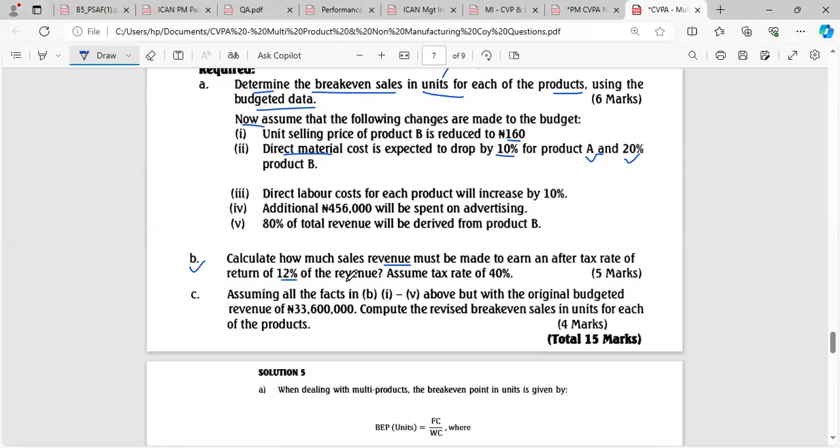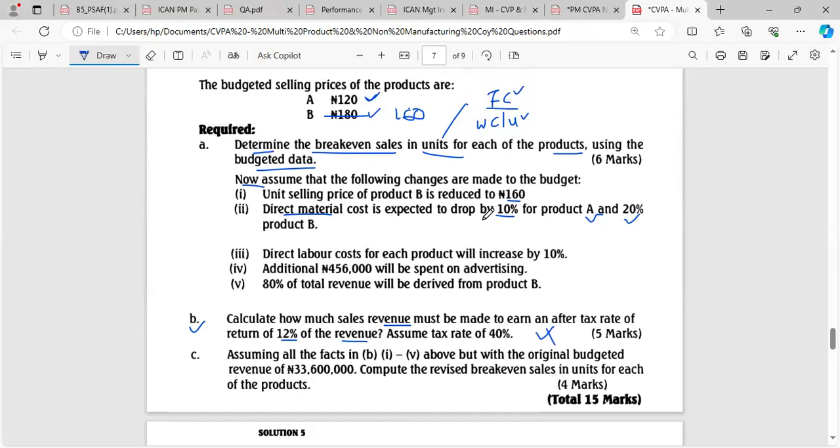Of 12% of the revenue. Okay, so I'm going to explain what this one means. It's something you know, but I'm going to explain it. But let's just adjust all these ones first.